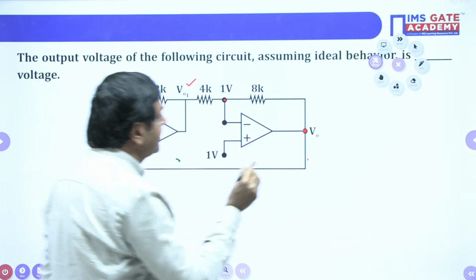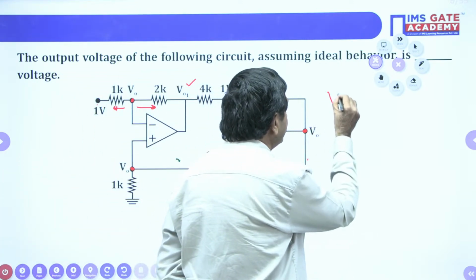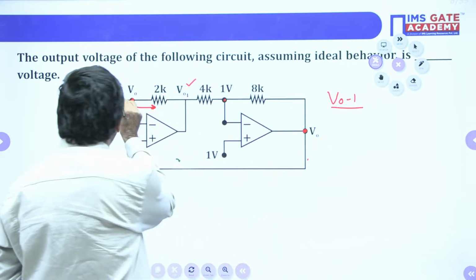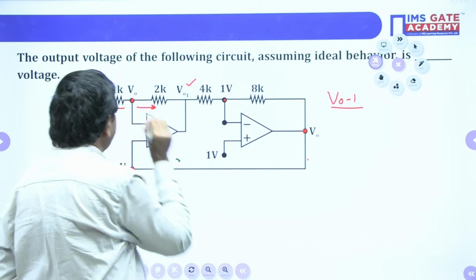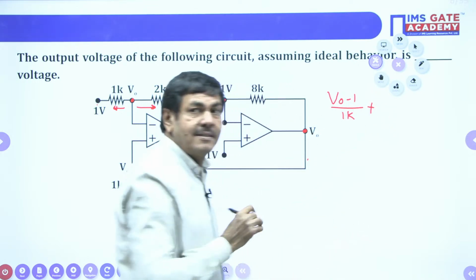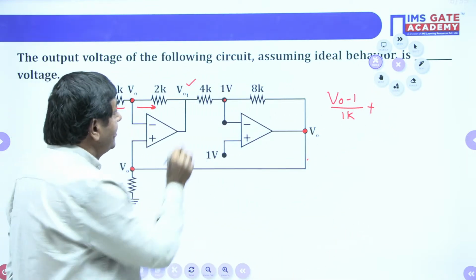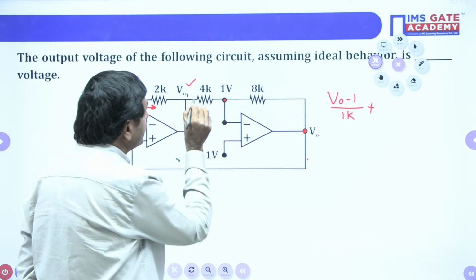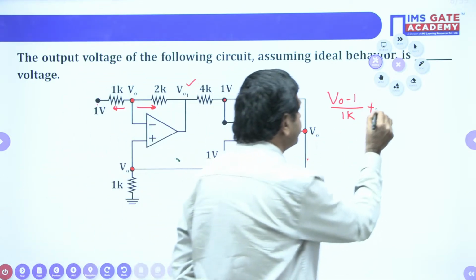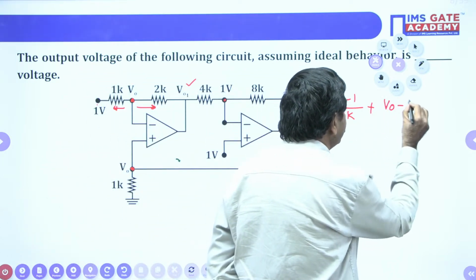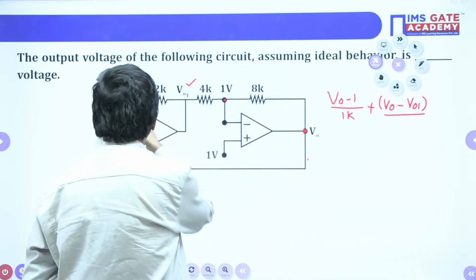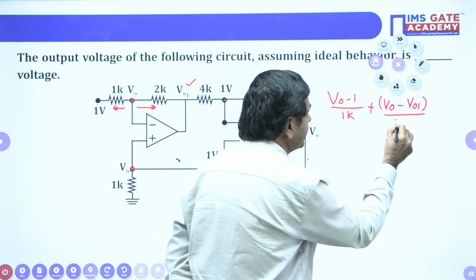V0 minus 1 divided by 1K, because this voltage minus this voltage over 1K, plus the summation of all the currents 0. What about this current? Sorry, this is the node only. V0 minus V01 divided by the resistance on this side, which is 2K.